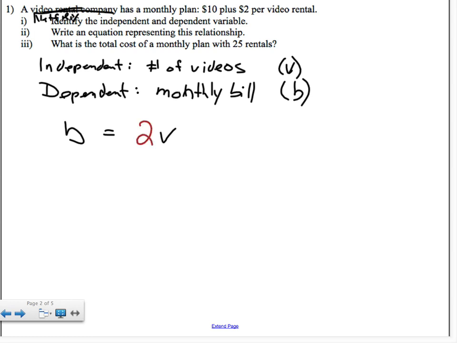So if I watch 10 videos, it'll cost me 10 times 2, which is 20. If I watch 5 videos, it'll cost me an extra $10. But what's my initial price, or my constant? 10, like I have to pay that regardless if I watch 0 videos or 1 million videos. Do you watch 1 million videos in a month? No. I'll try one of these days, I swear I will. Maybe this March break, maybe this summer.